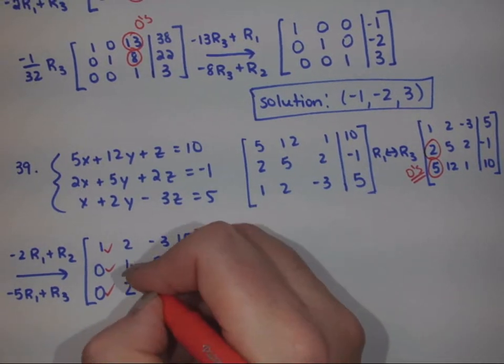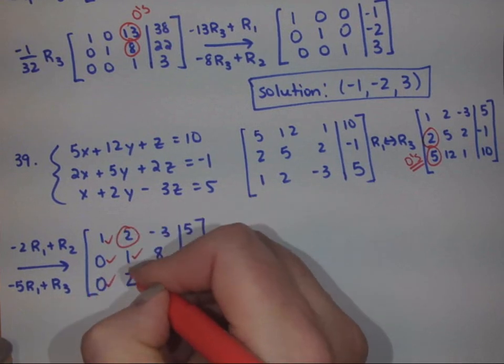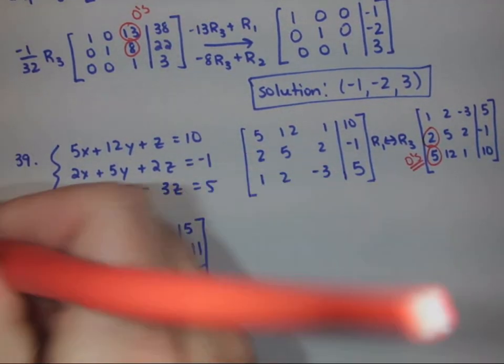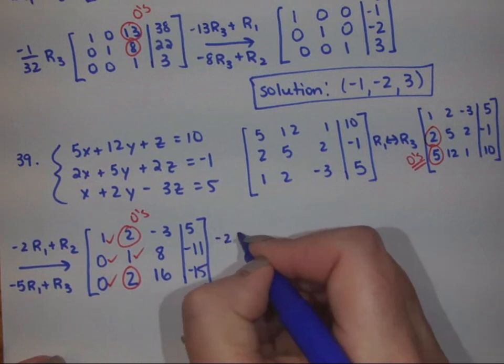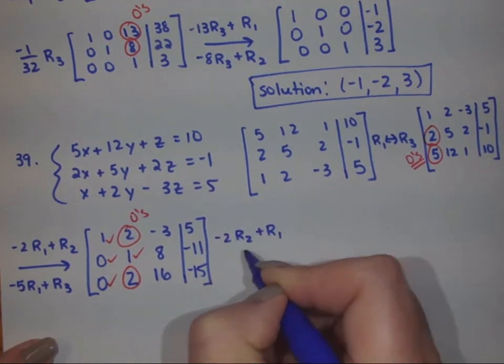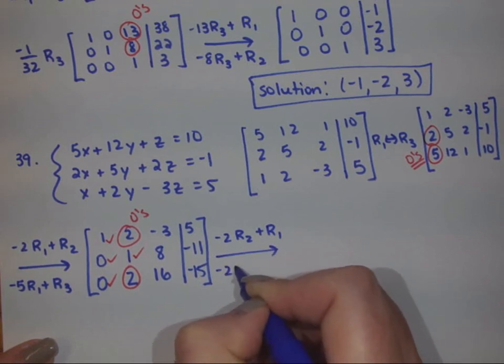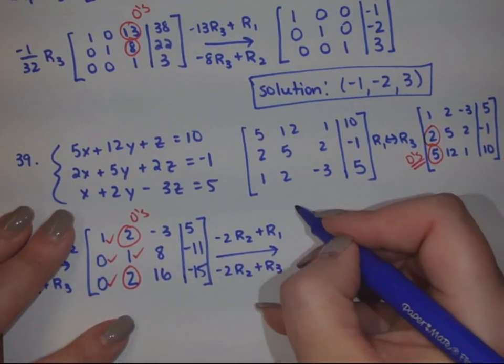And kind of like before, I get another bonus. Notice this looks good too, so I really just need to skip ahead and try to make these zeros. So notice they both need negative 2, right? So I'm going to say negative 2 times row 2 plus row 1 to change row 1. And then I'll do the same, but add it to row 3 to change row 3.